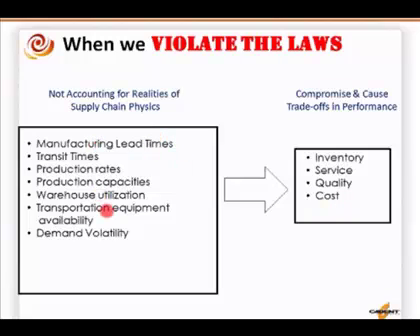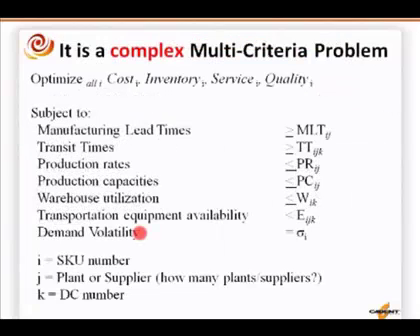If you don't account for the realities of supply chain physics in these areas, you will compromise and cause trade-offs in these areas. And what are the things that are controllable that we're talking about? Manufacturing lead times, transit times, production rates, capacities, warehouse utilization, transportation equipment availability. That's more important at the end of quarter, end of year, peak transportation periods. And let's not forget demand volatility.